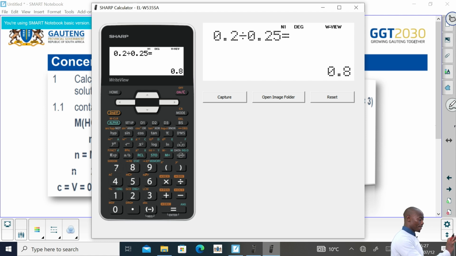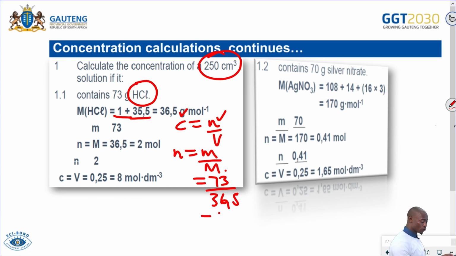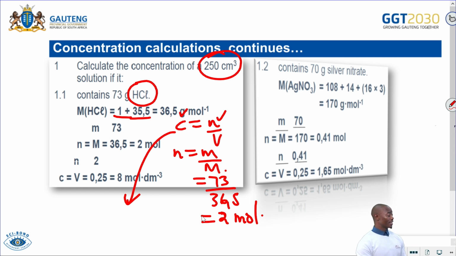73 divided by 36.5. It's 2. So here we have 2 moles. After getting the number of moles, now we can calculate the concentration. Concentration is C equals n over V. The number of moles is 2. And what is the volume? The volume is 250 cubic centimeters.